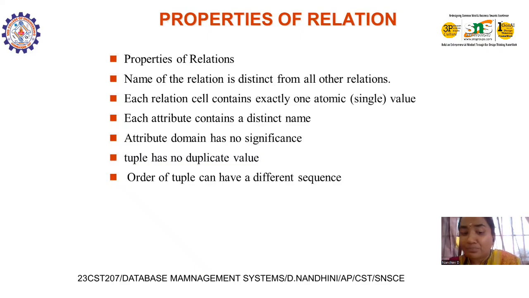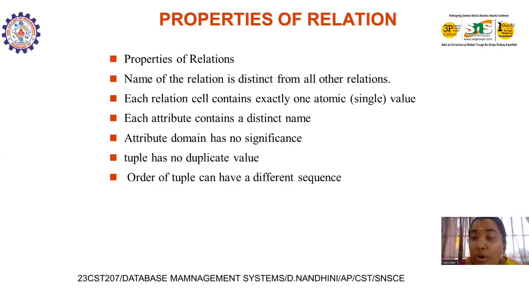Then what are the properties of a relation? The name of the relation is distinct, so each relation has a unique name within the database. Next, tuples are unordered: the rows in a relation have no specific order. Then attributes are unordered: the columns can appear in any order. The order does not affect the meaning of the relation.